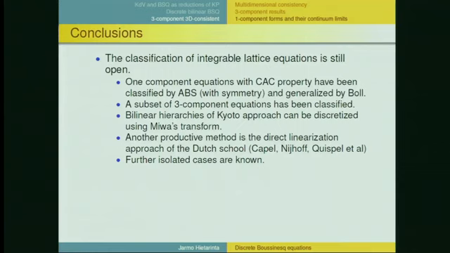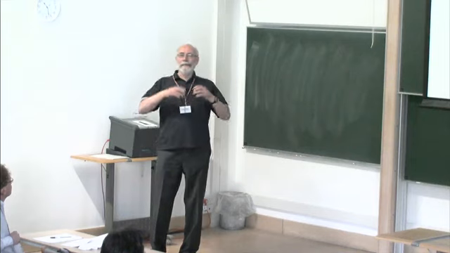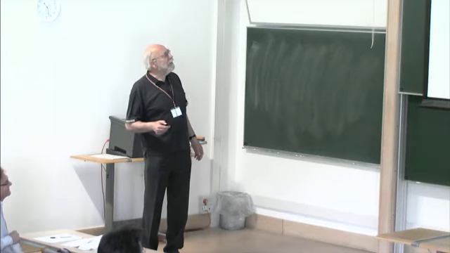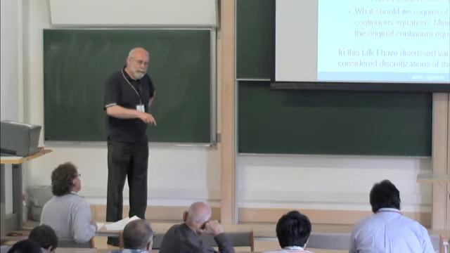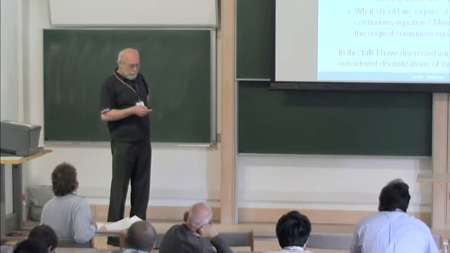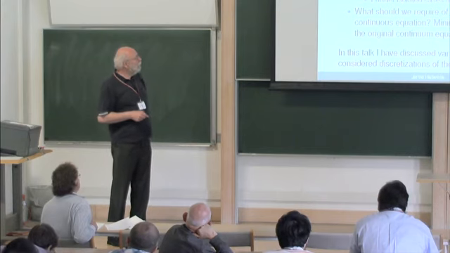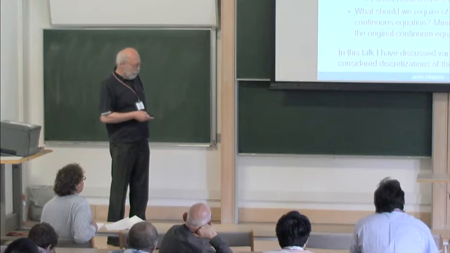And there are several isolated results now. So either you can say that the discrete systems are very rich, or you can say it's a mess. It depends on you. So now this is a more philosophical question. What should we require of a discrete version of a continuous equation? At least we require that its continuous limit is the equation we are talking about. But perhaps we should require a little bit more. But what? I don't know.